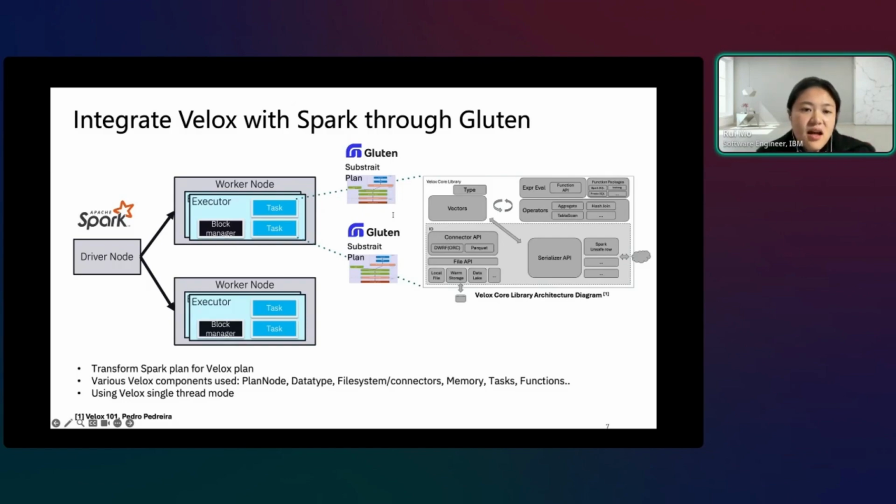In this integration, our work focuses on three aspects. First is to transform Spark's plan into a Velox compatible plan. The second is we use various Velox components such as PlanNode, data types, file system connectors, memory management, and function libraries. And we run Velox in single thread mode for the Spark setup. This approach allows Spark to take advantage of Velox's highly efficient execution and achieve better performance.